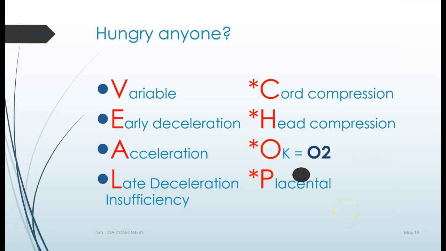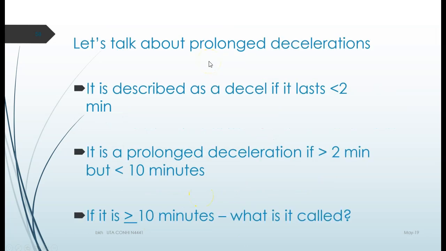All right, here's an easy way to help you remember this. Think about the word VEAL CHOP. This will help you determine what is causing the pattern you see. So these are the patterns, this is what causes it. We said a variable is caused by cord compression. Early decel is caused by head compression. And acceleration tells us our oxygen is okay. We're fine with accels. We like those. Our late deceleration is placental insufficiency. We need to do something about this. Just a reminder about our prolonged decels.